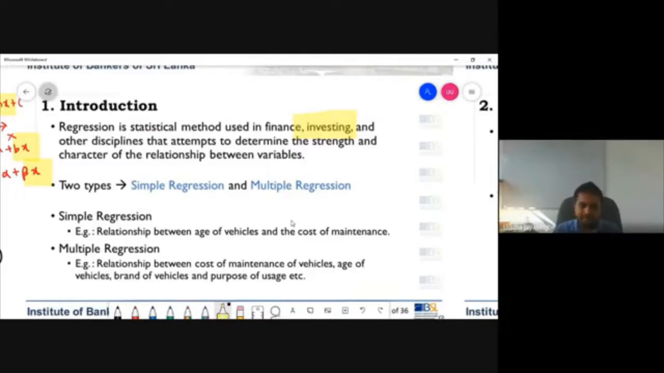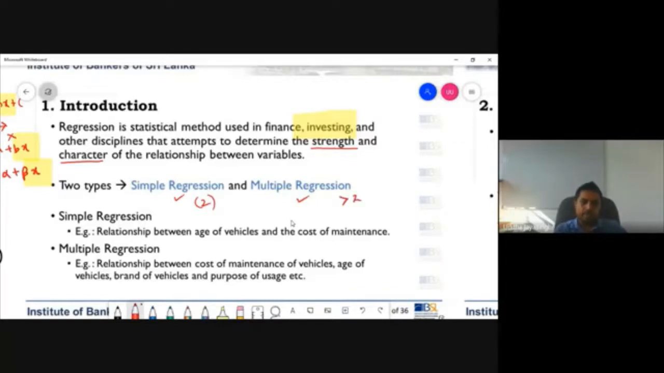If I take you through the wording, regression is a statistical method used in finance, investing, and other disciplines that attempts to determine the strength and the character of the relationship between variables. It could be two, it could be more. So the two types that we'll be learning under this curriculum are simple regression and multiple regression. Students, simple regression is nothing but discussing some relationship between two variables. Two variables. Multiple regression, more than two variables.